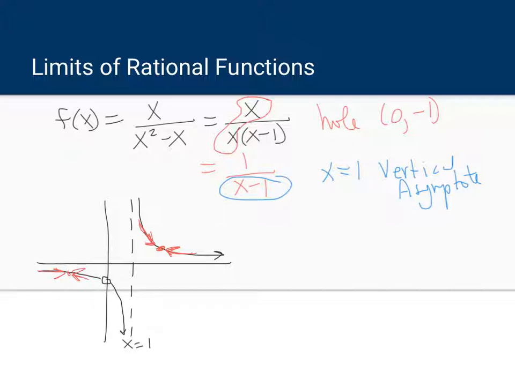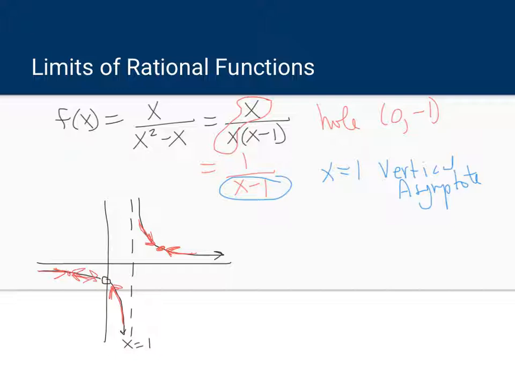And the only thing I might worry about over here is what about that hole? But if I come towards the hole from the left-hand side and from the right-hand side, both things agree that if I were allowed to plug 0 into f of x, I should get back negative 1. So I can see that the limit as x approaches the x-coordinate of the hole is simply the y-coordinate of the hole. So the limit exists at the hole.